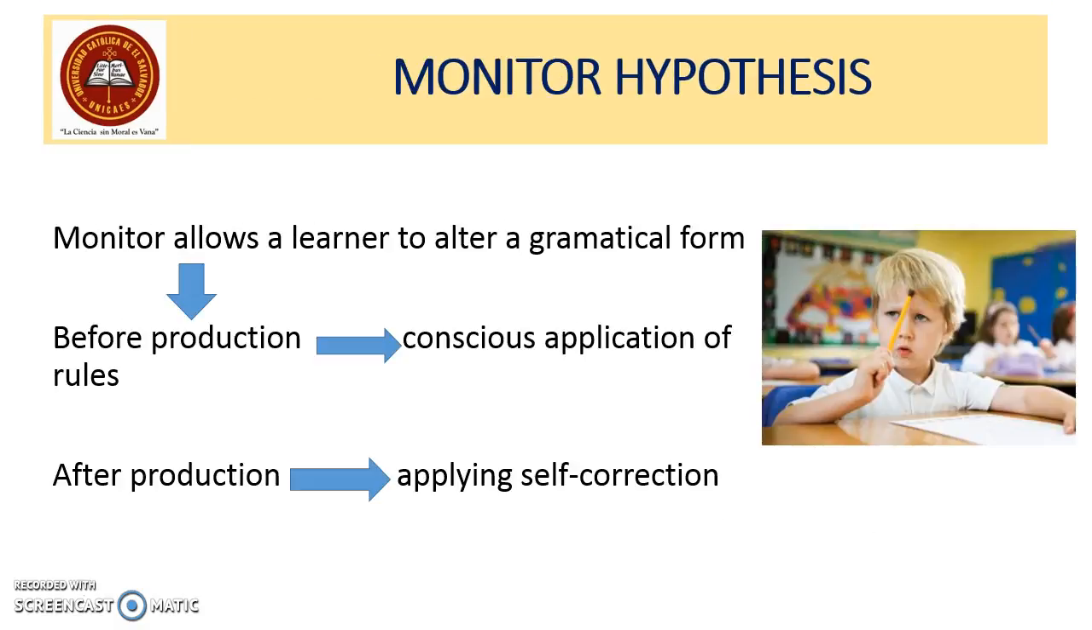The monitor hypothesis. Well, the monitor allows a learner to alter a grammatical form. How is this possible? Well, the learner can do it before producing speech, and this is about conscious application of rules. So I know how to use a rule, and then I make an analysis before producing speech. The other way that a student can monitor is after producing speech, and then you realize that probably you did something wrong. I mean, you misused a grammatical form. So this is all about self-correction. This also has to do with pronunciation.